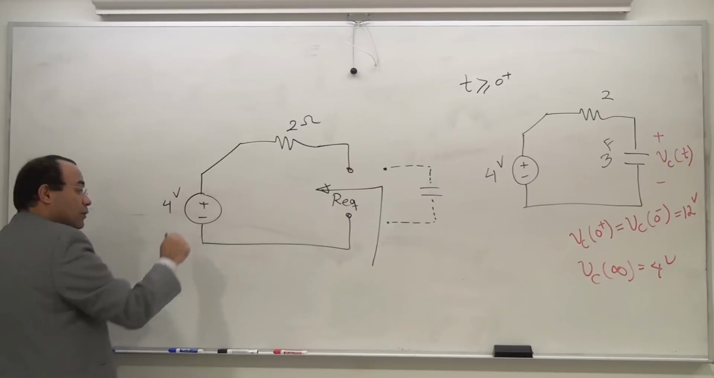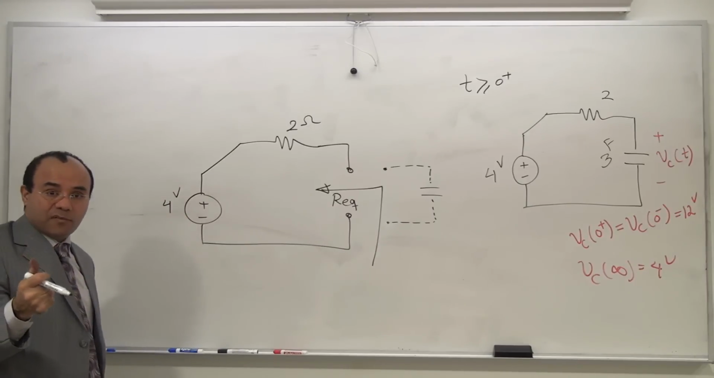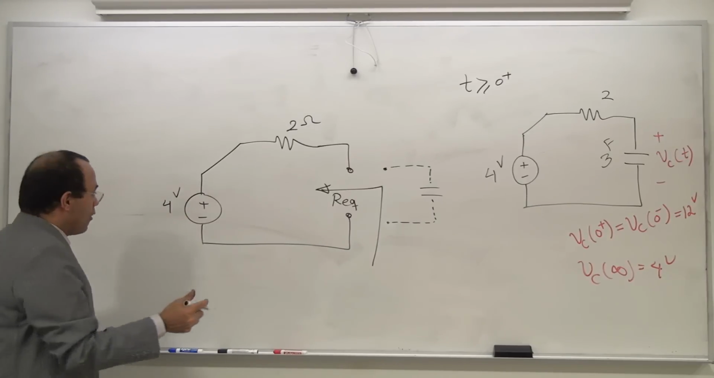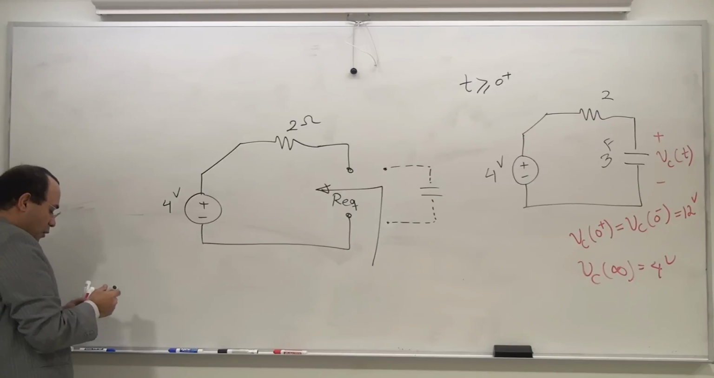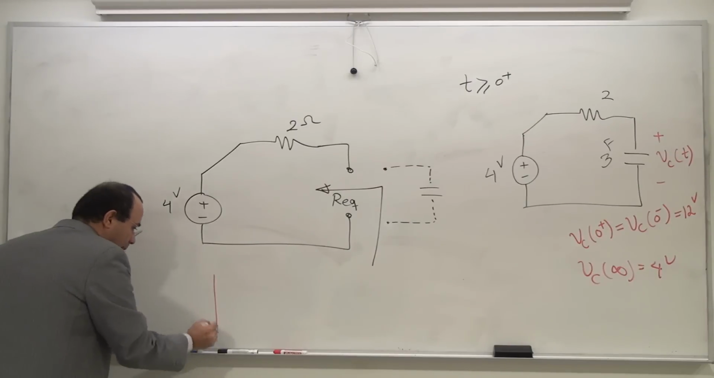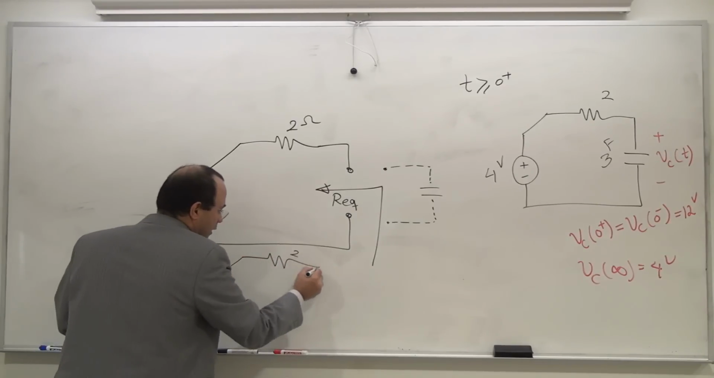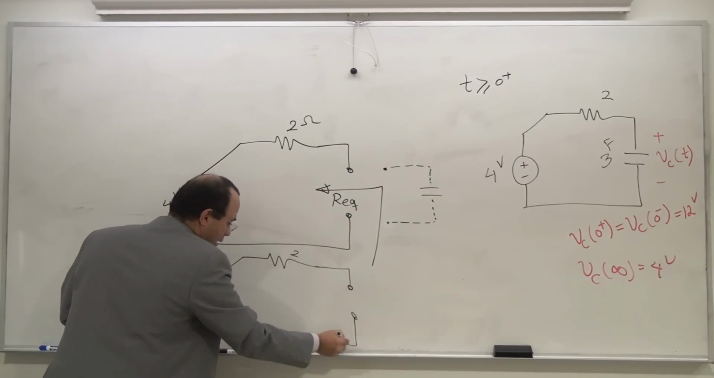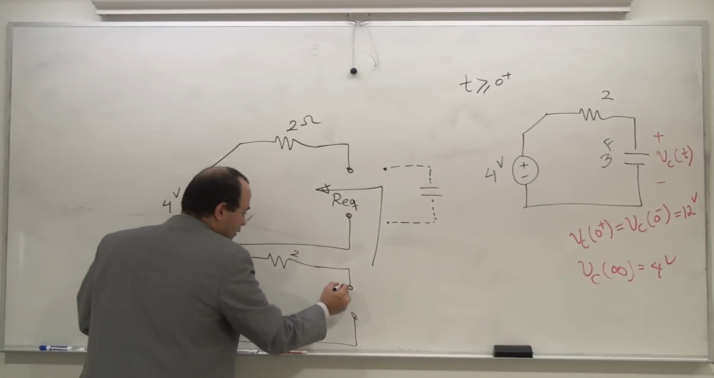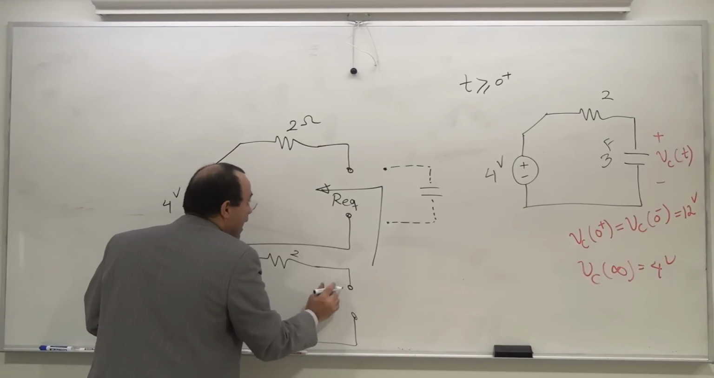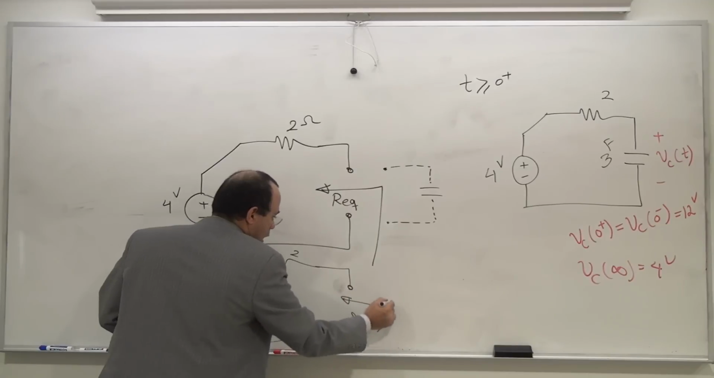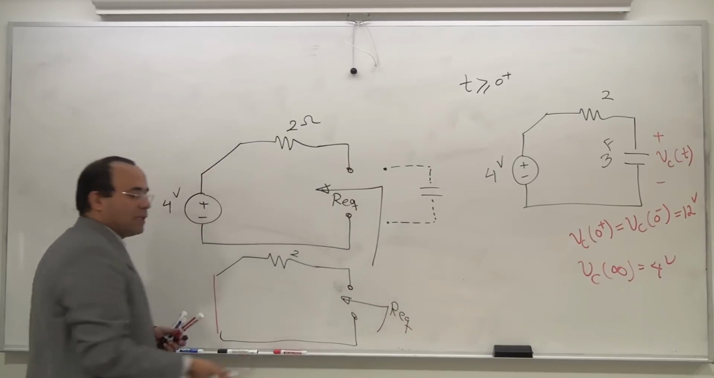Now, in order to do that, you find all the independent sources and shut them down to 0. A voltage source shut down to 0 is going to be a short line. And then you have a 2 ohm resistance, and then you have the point of observation, A and B. How much is R equivalent? You have only 2 ohm.